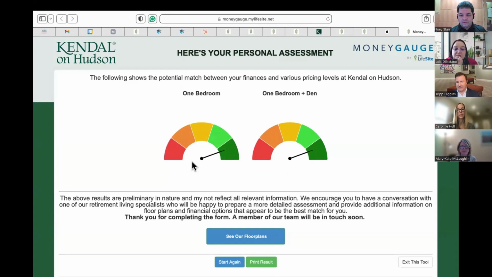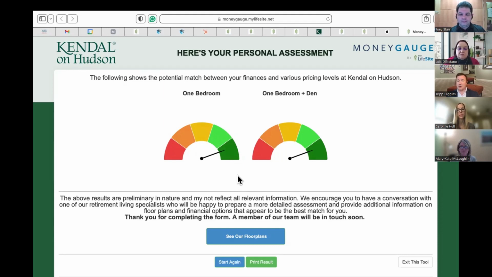This gauge hopefully is fairly self-explanatory. Red means that we might need more financial information. Orange is that you are a financial fit. Yellow is that you'll have a little bit more cash left over, and obviously a strong green means that you are in great shape to move into the community. Obviously, these are all preliminary.